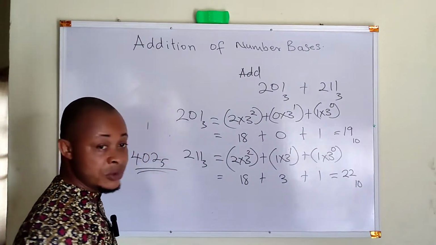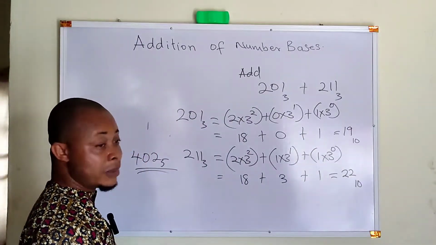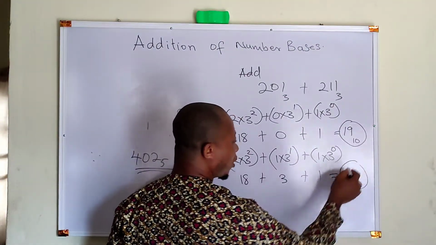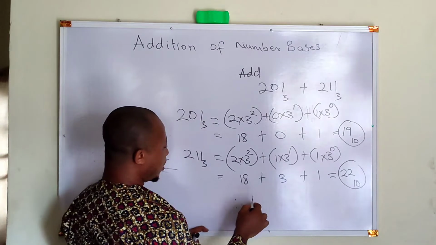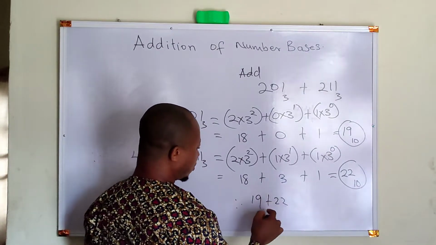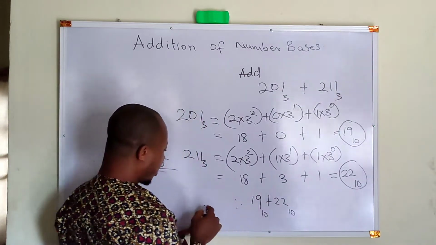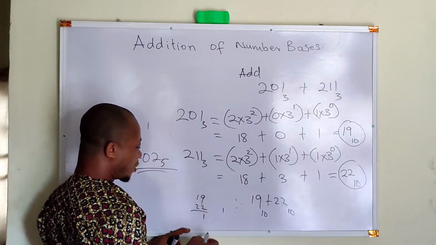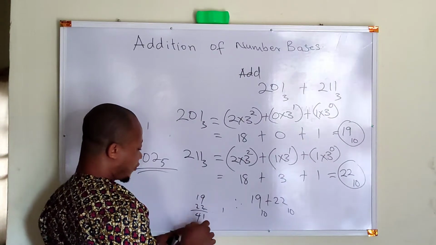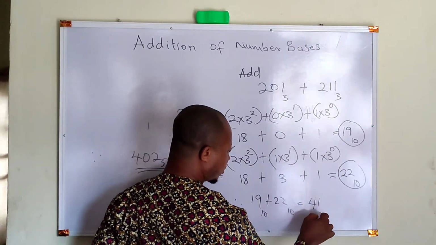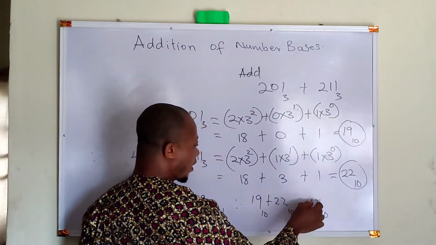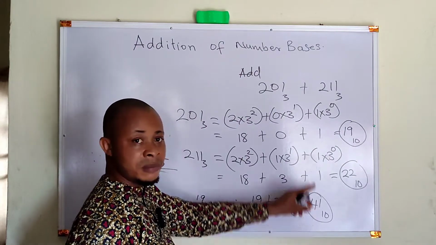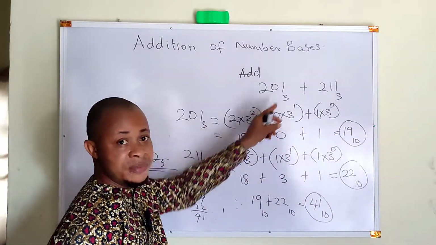Now, we have converted them to base 10. Remember, we are going to add them up now because they are ordinary numbers. This and this are now ordinary numbers. So we can comfortably say 19 plus 22, all of them in base 10. And 19 plus 22 will give us 9 plus 2 is 11, carry 1. 1 plus 2 is 3 plus 1, 4. So this will give us 41 in base 10. Now that we have got 41 in base 10, let us now convert 41 back to base 3 because we are dealing in base 3.